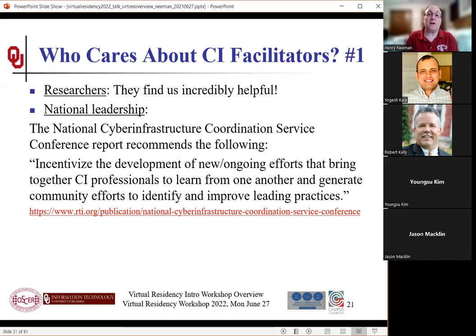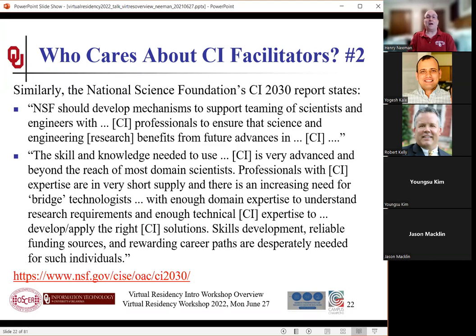Incentivize development of new and ongoing efforts that bring together CI professionals, like the virtual residency, to learn from one another and generate community efforts to identify and improve leading practices. Well, here we are, right? This is from the NSF, from their Cyber Infrastructure 2030 report.